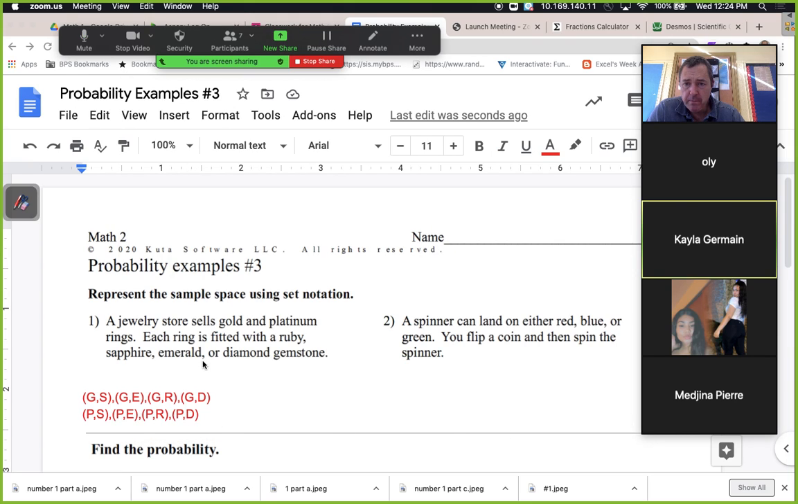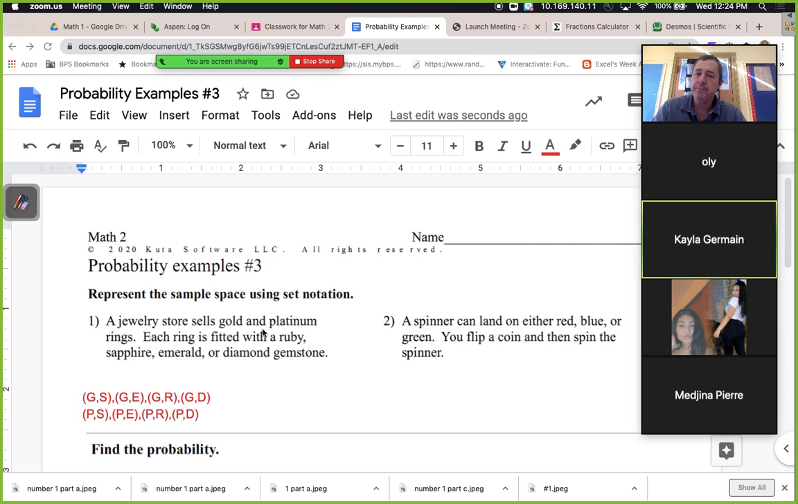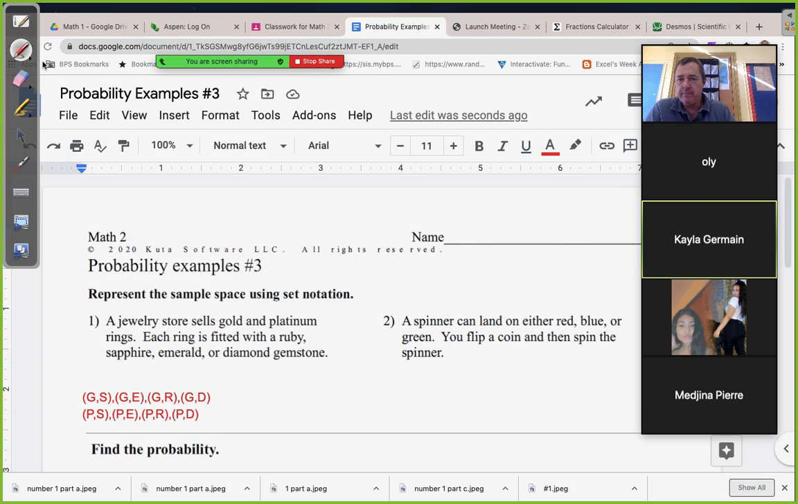All right, so there's two types of rings, gold and platinum. So you can see I've got one row that starts with gold and one row that starts with platinum. And then I've got 4 different settings, ruby, sapphire, emerald, or diamond. And why don't I put them in the correct order?